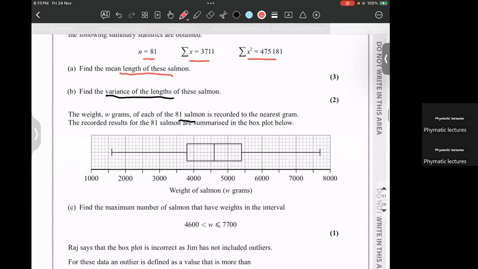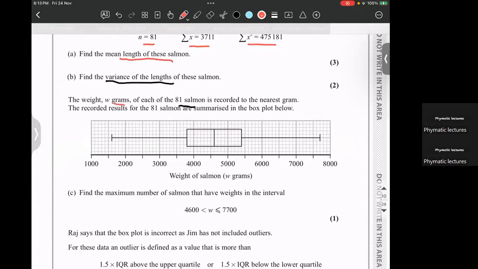Now move to the C part of this question. The weight W grams of each of these 81 salmons is recorded to the nearest gram. The recorded results for the 81 salmon are summarized in the box plot below. Find the maximum number of salmon that have a weight in the interval 4,600 to 7,700. How many marks for this question? It is 1 mark. So that means applying a simple logic, we can answer this question. We don't want to do any higher kind of calculations here, correct?